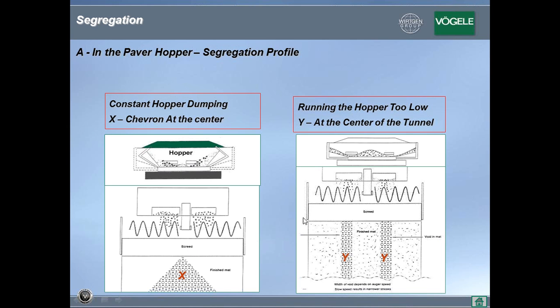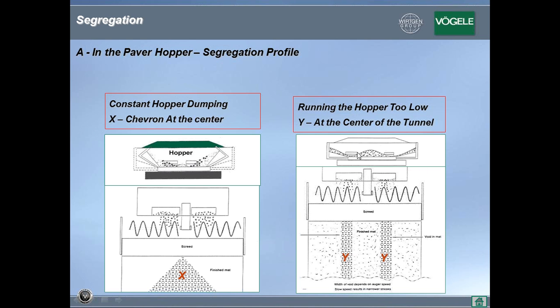So if you see the tip of the V in the direction of paving, then right off the bat you should know it's a chevron created by segregated mix in the hopper. If you notice two open tears in the center of your tunnel, in line with the center of the tunnel on the mat, then you should know that you're running your hoppers too low, you're not dumping adequately. But you also have to be careful with some state specs where you're not allowed to dump your hopper, mainly because they're trying to prevent this type of segregation.